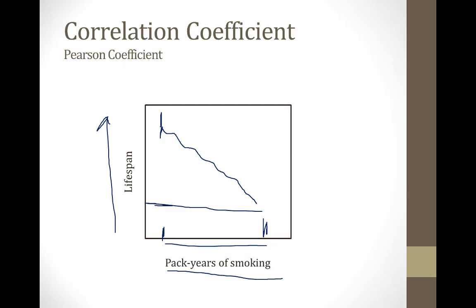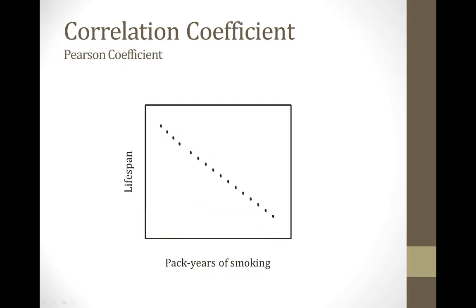Now, if the only thing that determined lifespan was the number of years you had spent smoking, if nothing else mattered, then the data set would be a perfectly straight line like this. Now, in reality, we know that many things determine lifespan. Smoking is certainly a factor. The more you smoke, the earlier you may die, but many other things also matter as well. So the real data would actually look something like this.